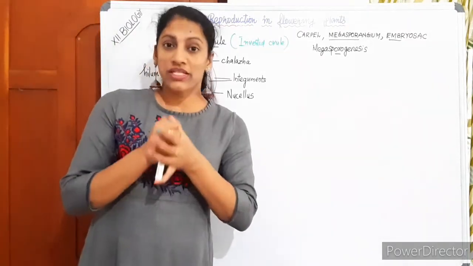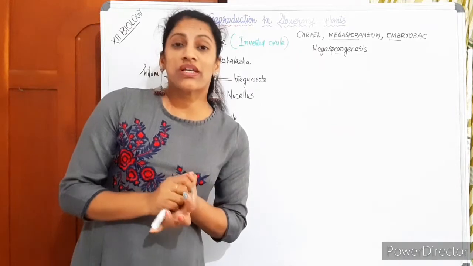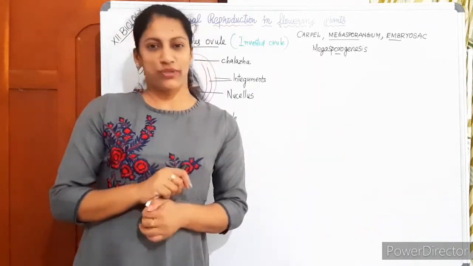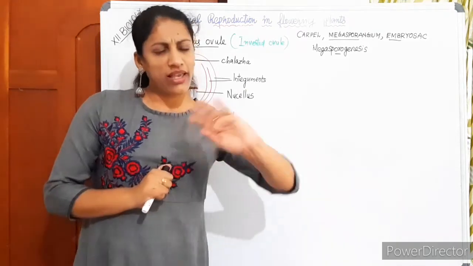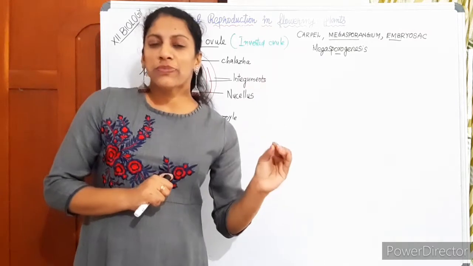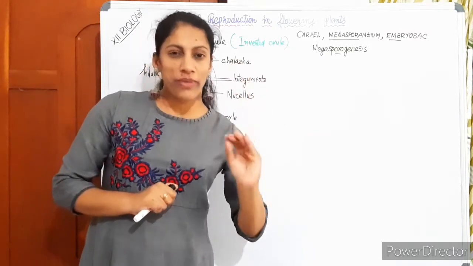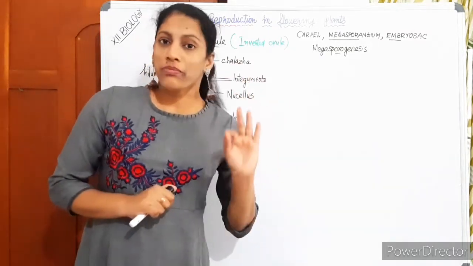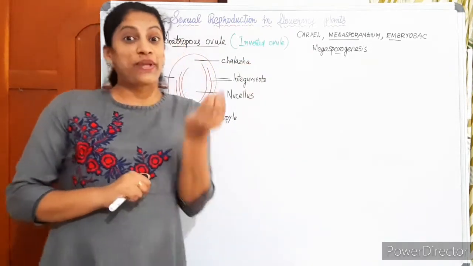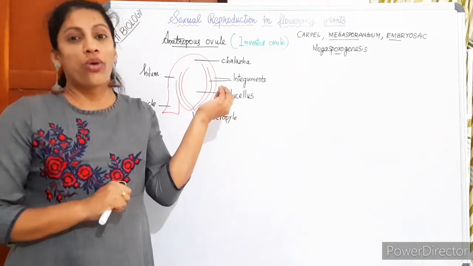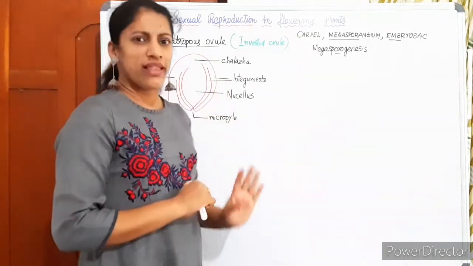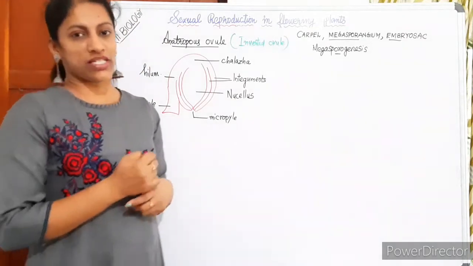Megasporogenesis is the process by which megaspores are formed from the megaspore mother cell by meiosis. The same way you can define it. Megasporogenesis is the process of formation of megaspores by meiosis from the megaspore mother cell. It takes place inside the ovule, within the nucellus. Then let us see what happens at megasporogenesis.